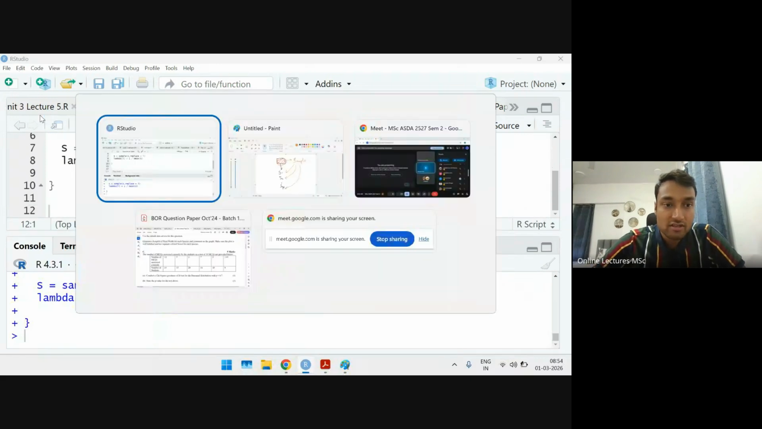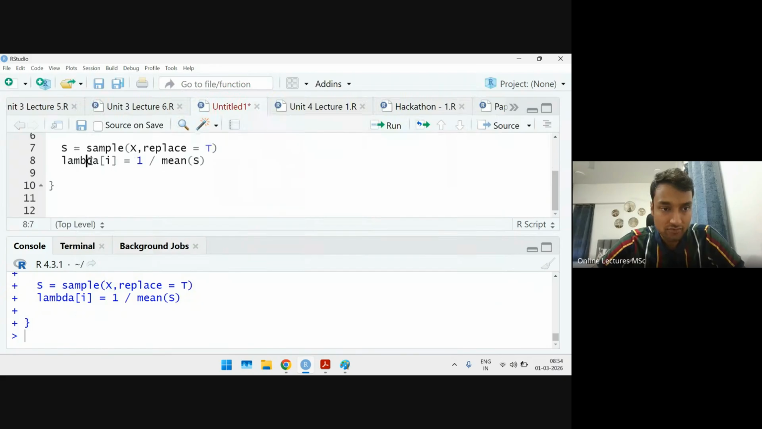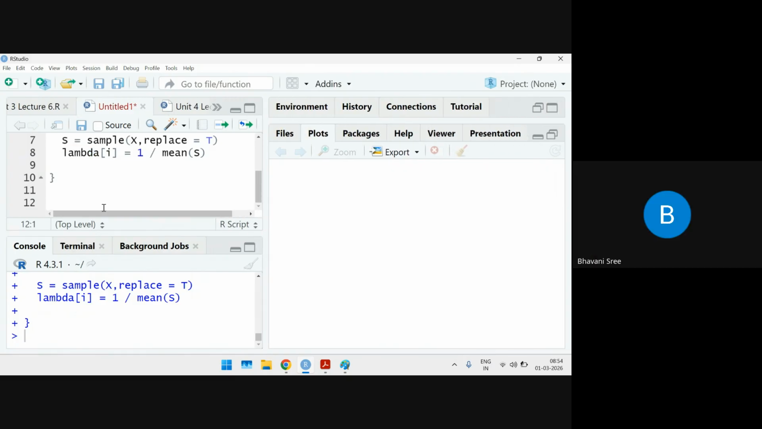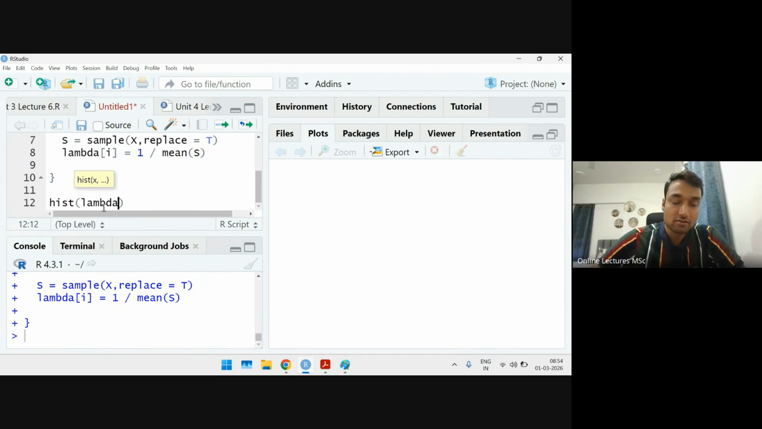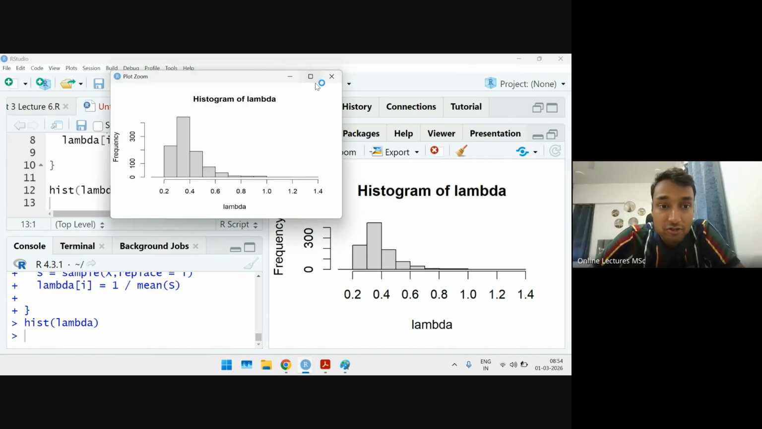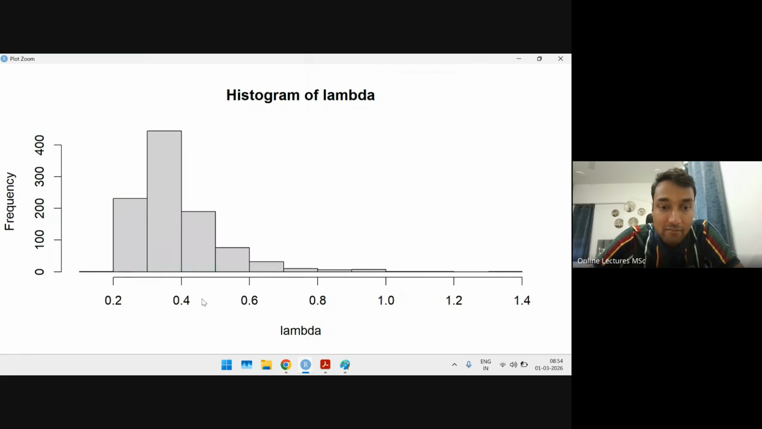The question says highlight the distribution of lambda. How should I view the distribution of lambda now? Using which function? Histogram. Very good. Since lambda will be a continuous value, a histogram would help me here. So I would run the function hist and you have everything in place here. So this is nothing but your distribution of the parameter now. This is the distribution of lambda. Everyone, is that making sense?